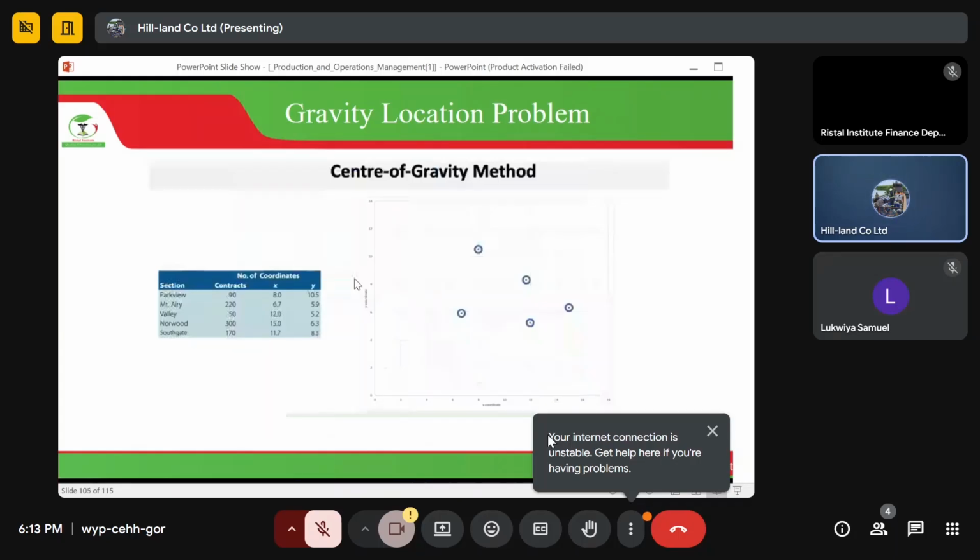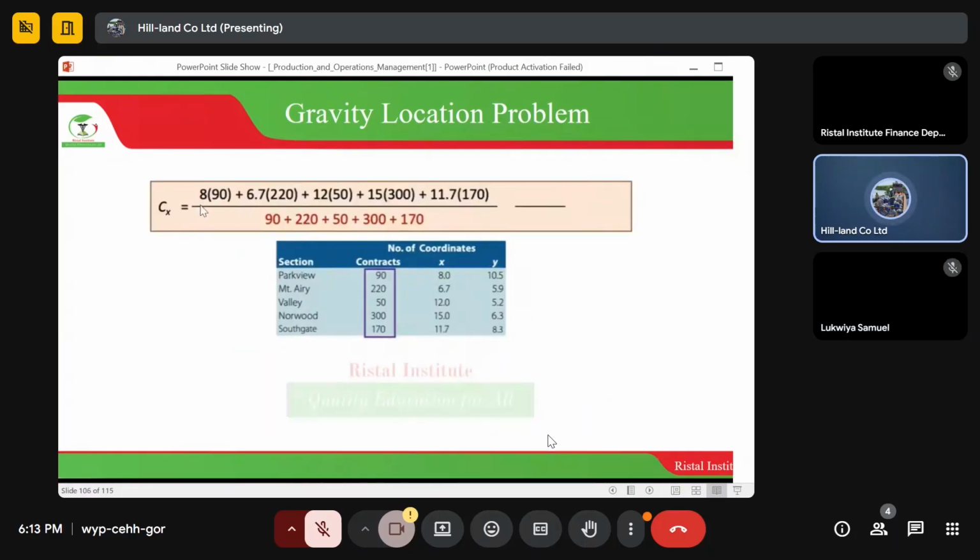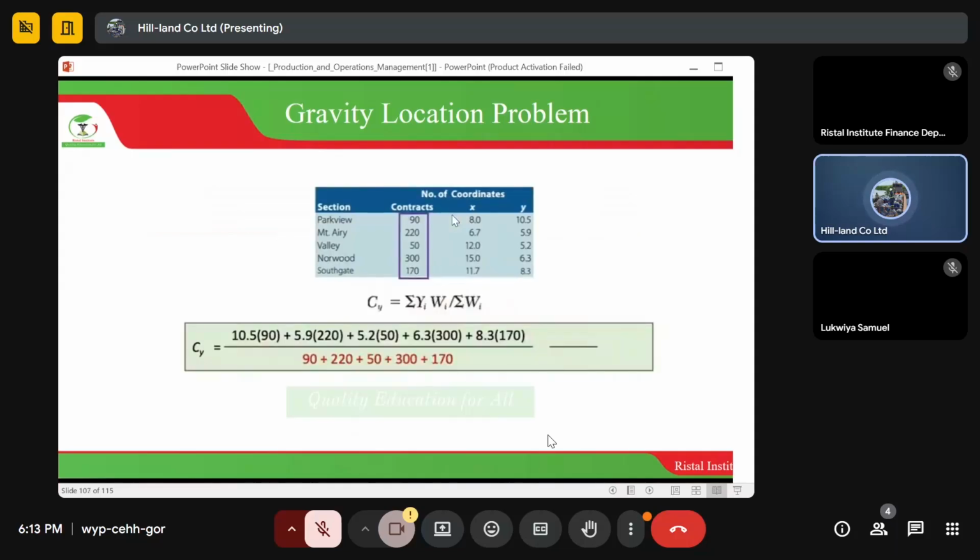Then secondly, we need to determine where we shall locate our farm. For us to locate our farm, the first formula is here. We want to calculate the coordinate of x. We take the number of the x-axis times the load of the x-axis, which is 90, then plus, because we need the summation, the x-axis number for the second location times the load of the second location, which is mountain area. We follow that order, and we arrange our work like that.